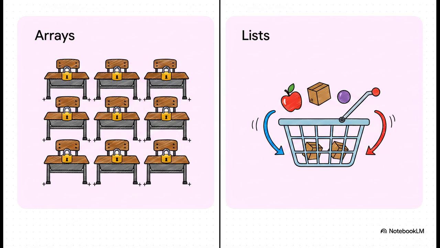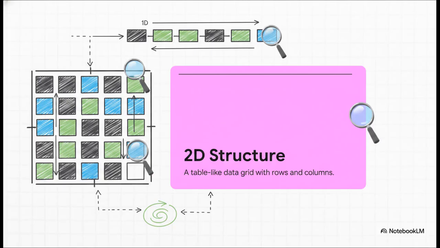But on the flip side, we have lists, or in some languages, array lists. These are our shopping baskets. They're dynamic. Elements can be added or removed while the program is actively running. This makes them highly flexible for changing collections of data. So the absolute core takeaway here is arrays mean fixed rigidity. Lists mean dynamic flexibility.